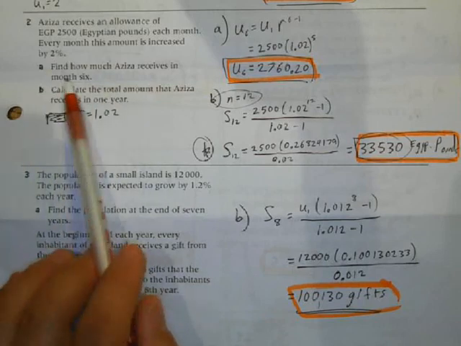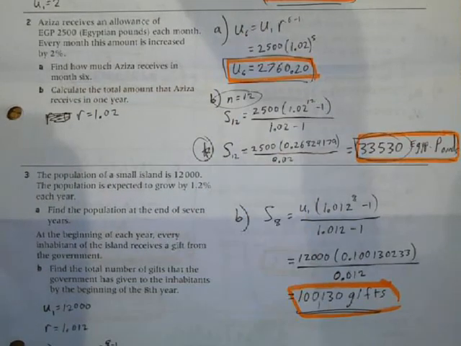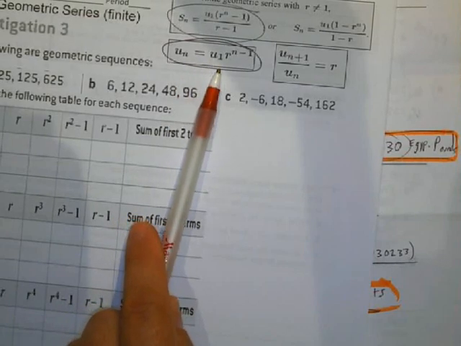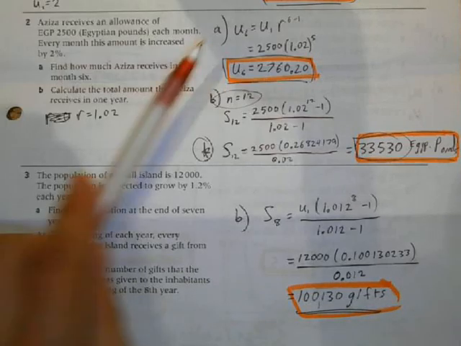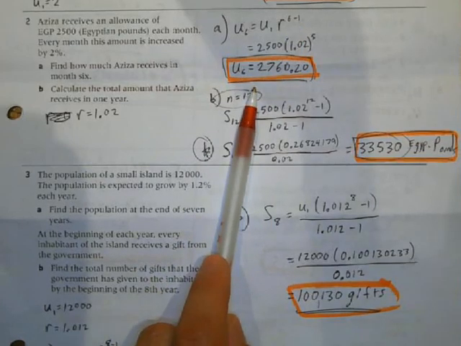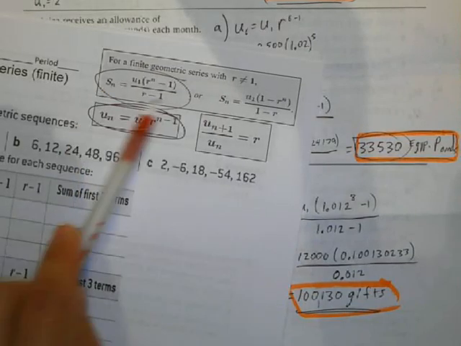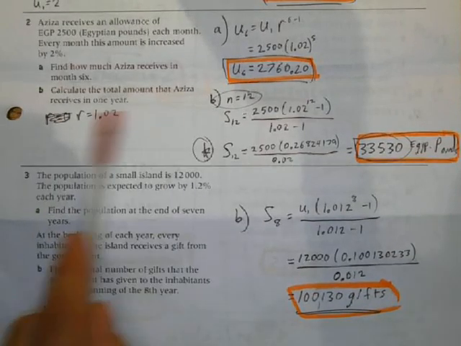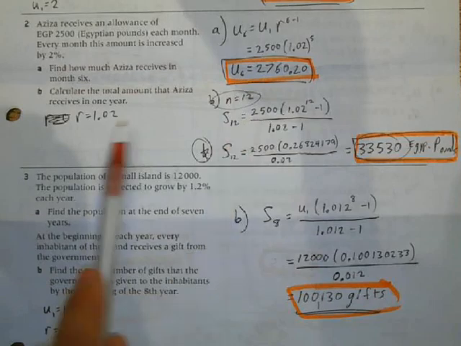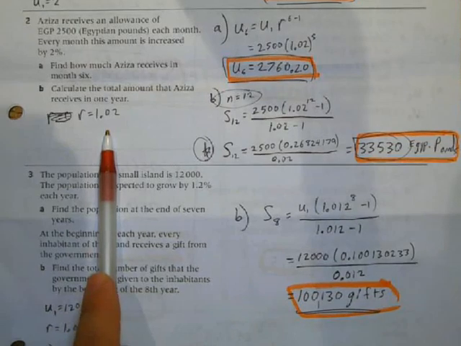Okay, find how much she pays on month 6. So I'm using this formula right here to find the payment on the 6th month. So U sub 1 times r to the power of 6 minus 1. Then I'm going to use this formula here to figure out the sum of the first 12 months, which is 1 year. Since the amount of money is increasing 2%, r is 1.02.